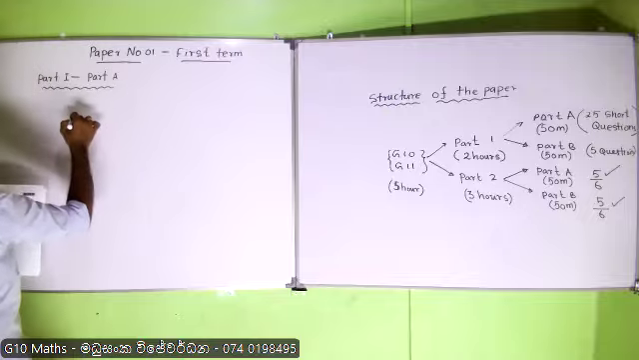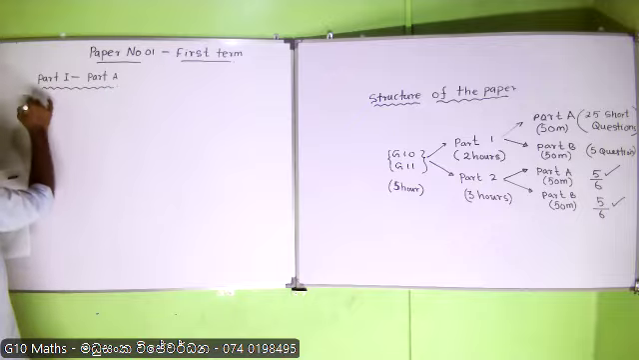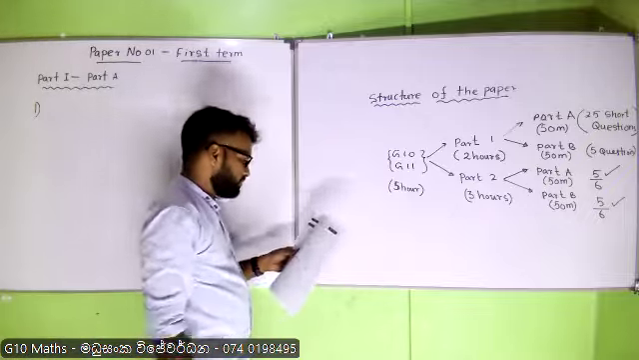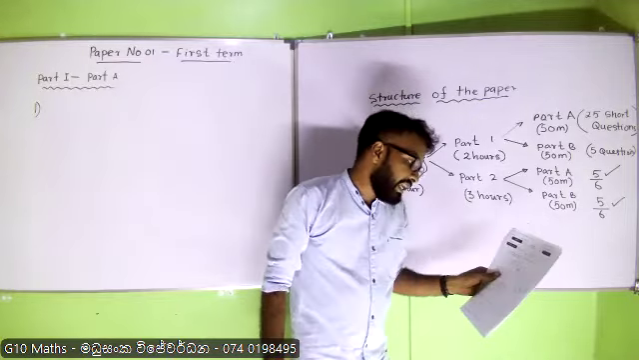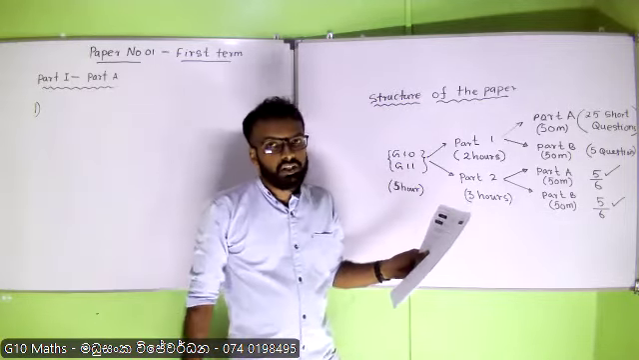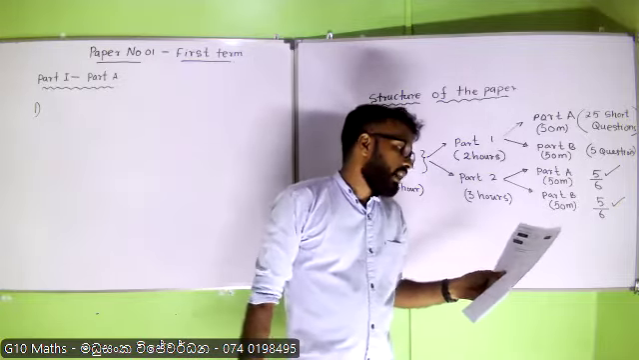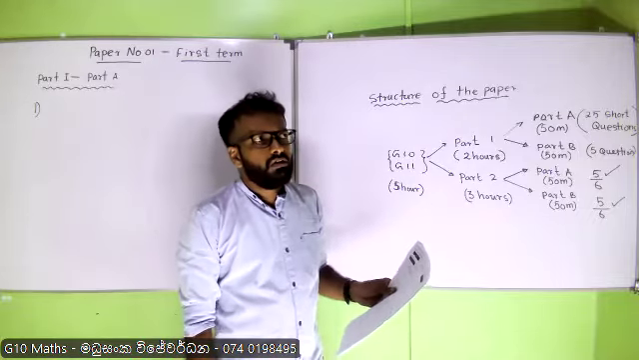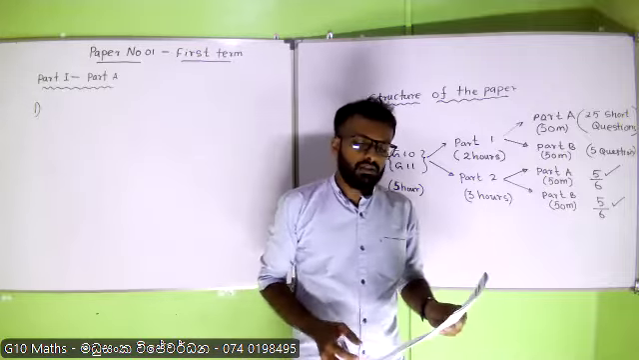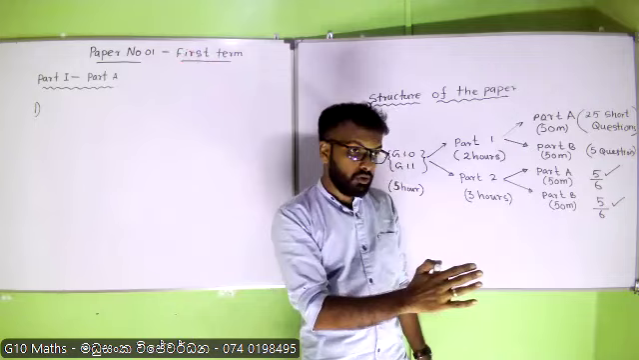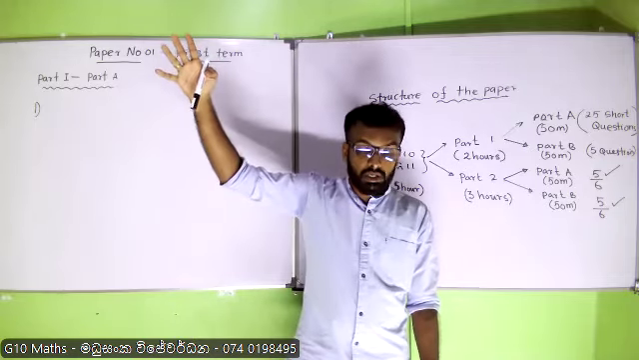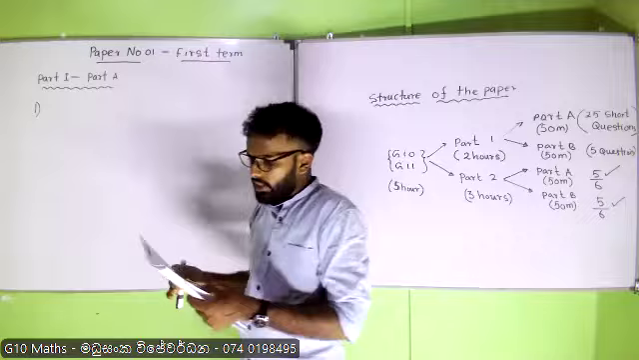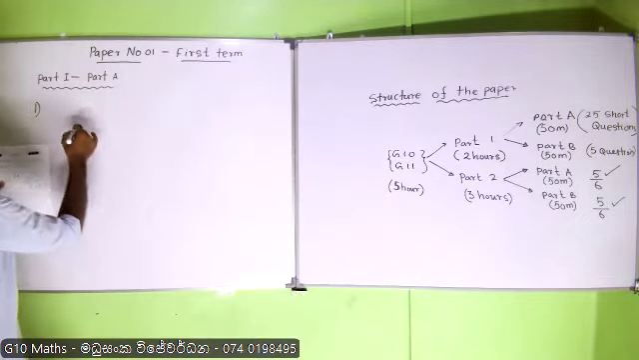I need you to pay your 100% attention when I am discussing the questions. Question number 1. In question number 1, we have 3 fractions, and they are asking us to arrange them in descending order. Descending order means from the biggest one to the smallest one, from the biggest fraction to the smallest fraction. Now let's consider the 3 fractions that we are given.